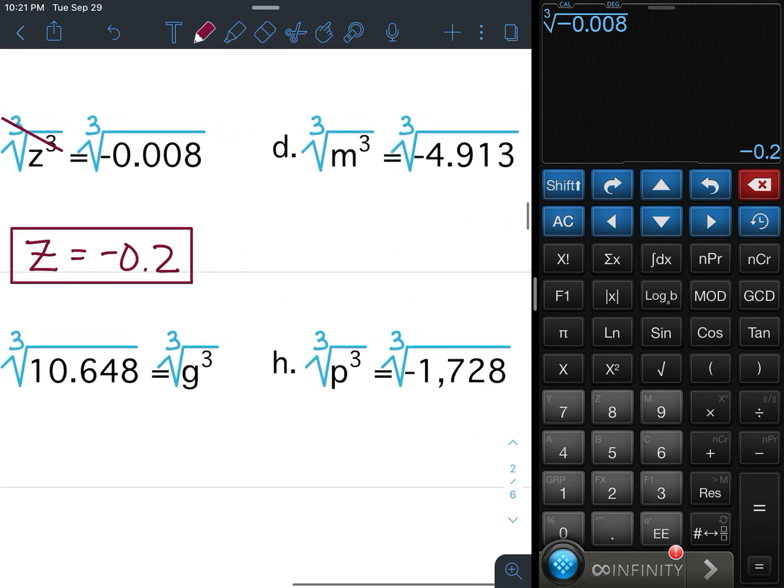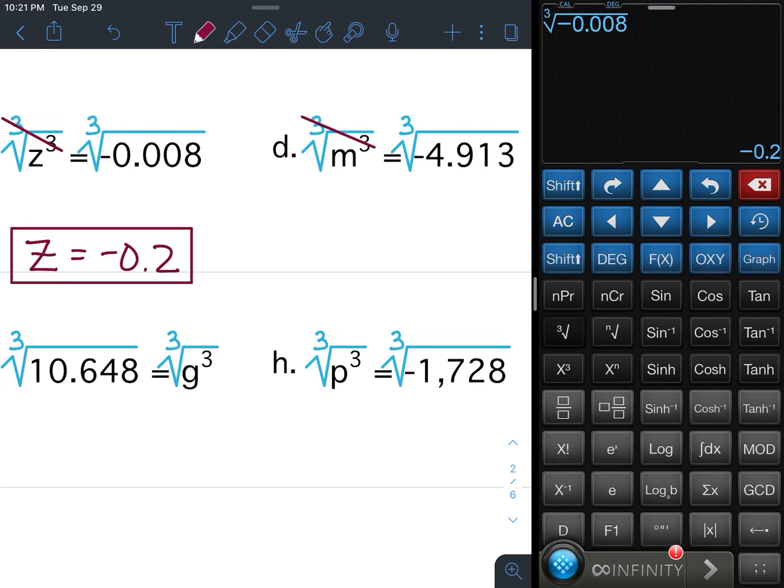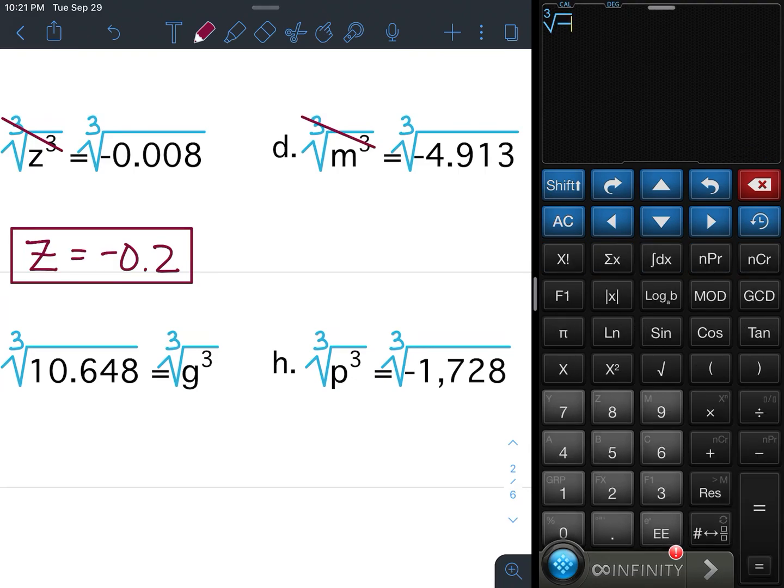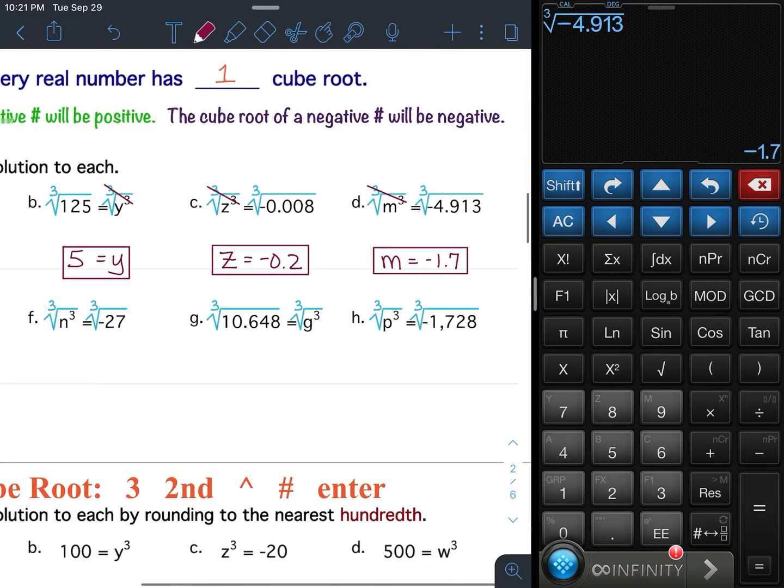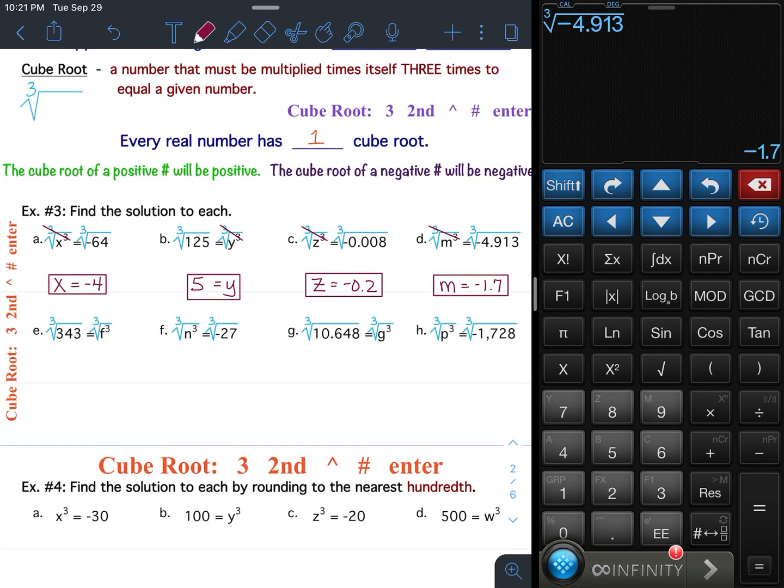For D, cancel out my cube and my cube root. They're inverse operations, so they cancel one another out. I'm going to take the cube root of negative 4.913. I hit enter. I get negative 1.7. So m equals negative 1.7. All right, I would like you to take a moment, pause your video, and do E through H on your own.